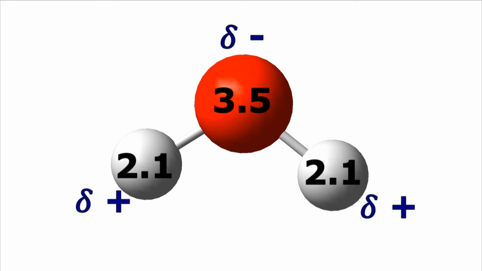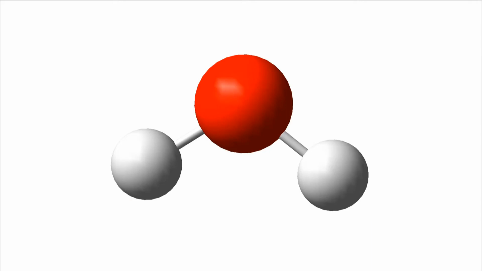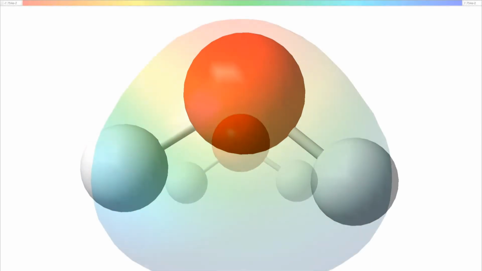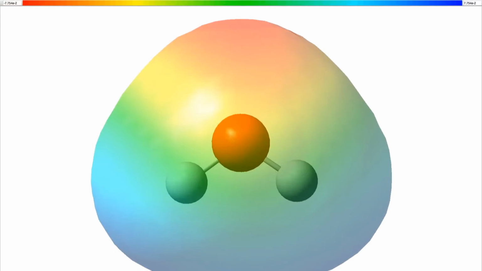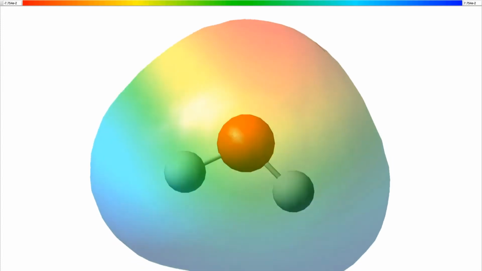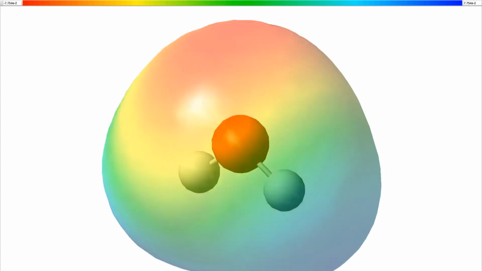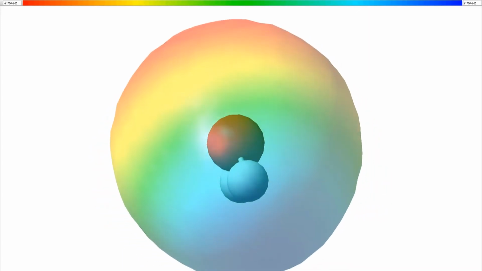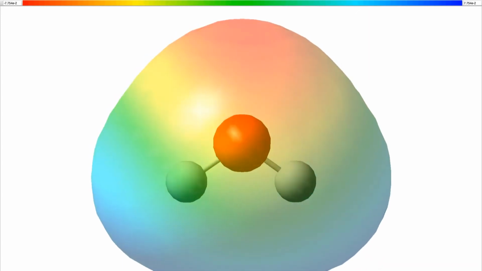This should create an overall dipole moment on the water molecule. Using the software, we can map the electron charge on top of the electron density that surrounds the atoms to see that there is a significant difference in charge between the hydrogen and oxygen sides of the molecule. This is the dipole moment, and this is why we say that water is a polar molecule.